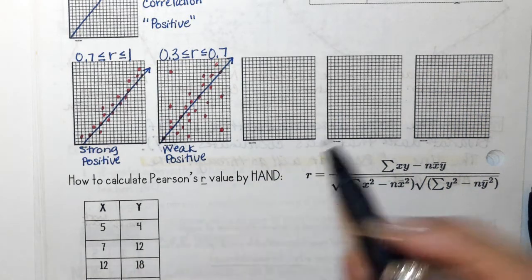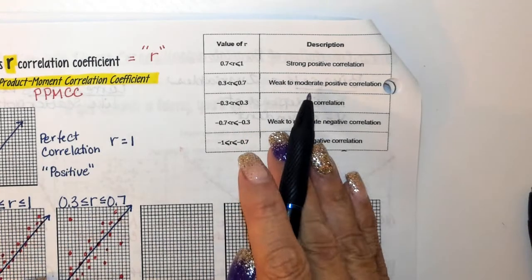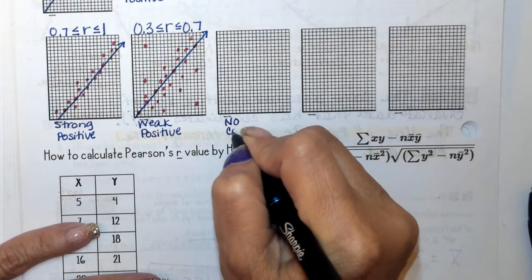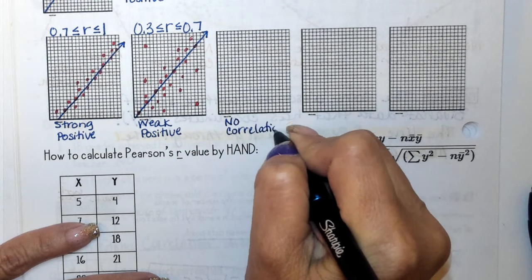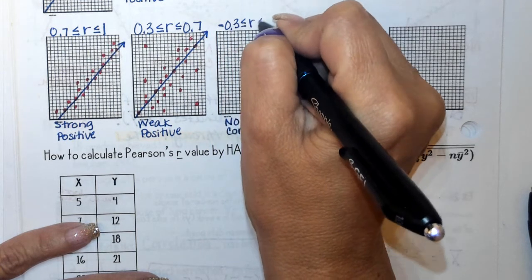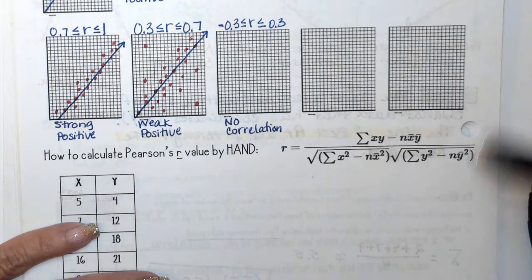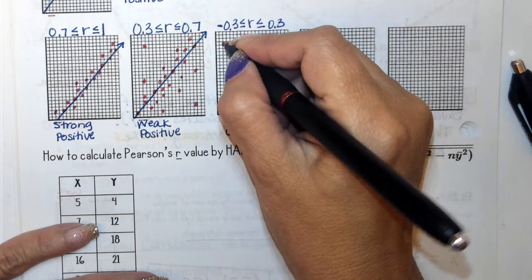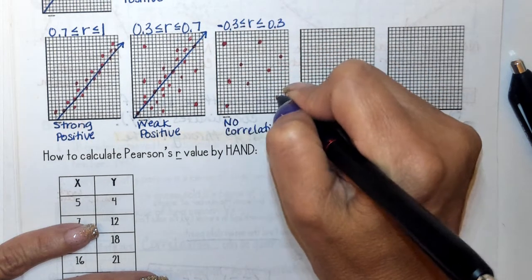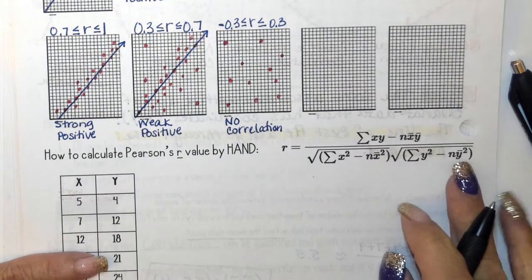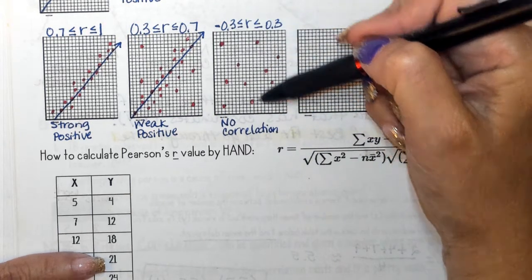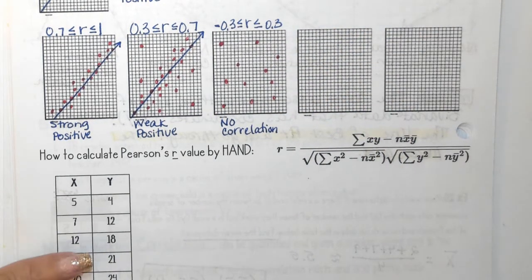Okay, so now we've done a strong positive and a weak positive. Let's do no correlation. So this is from negative 0.3 less than or equal to R less than or equal to 0.3. On this, my data is just, you can't figure out where to put anything. It's too spread out. You just can't tell what's going on. Maybe this right here, but no, well, maybe this right here. You can't tell. So there's what we call no correlation.